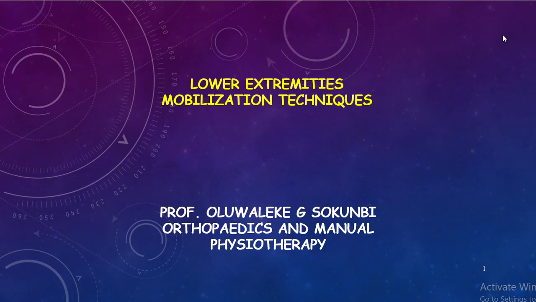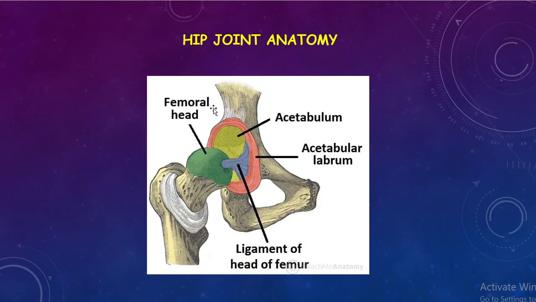I'm here today to discuss with you the mobilization techniques we can use for the lower extremities. The joints in the lower extremities include the hip joints, which are the acetabulo-femoral joints, the knee joints, articulations between patella and femur, and different joints in the ankle: tibiotalar, subtalar, metatarsal joints, and the rest of them. So we're going to look at techniques of mobilizing them in today's presentation. Let's make a start with the hip joint.